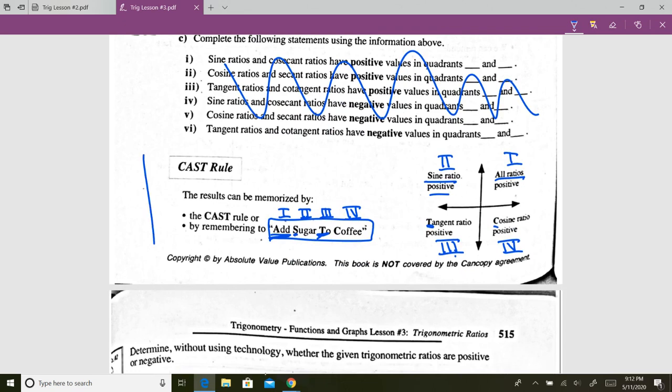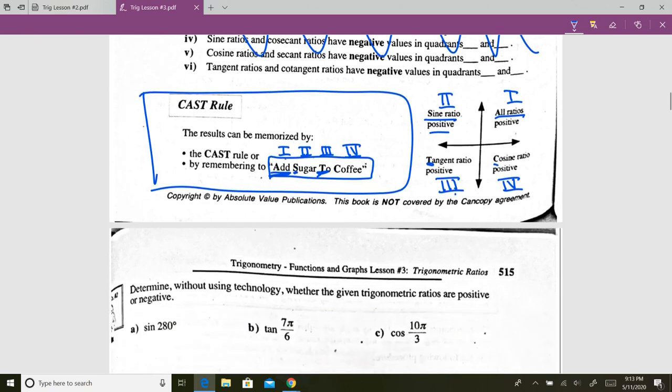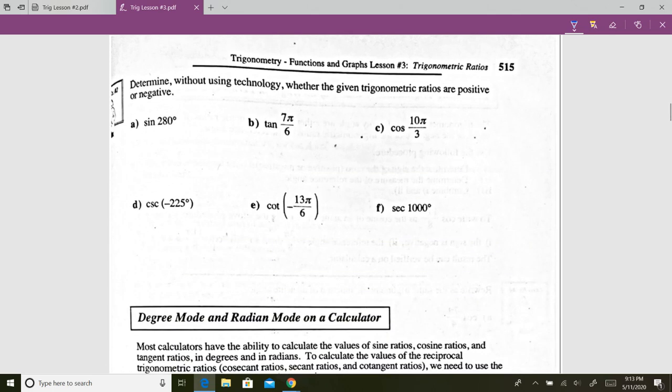Okay? If you remember this, you can answer every question. That's what I remember. I don't remember any of that other stuff. I mean, you can figure it out pretty easily, but for quick calculations, I always use this, add sugar to coffee. Okay, we're going to practice it right now. Determine without using technology whether the given trig ratios are positive or negative. Okay, so I don't want the value, I just want to know if it's positive or negative.